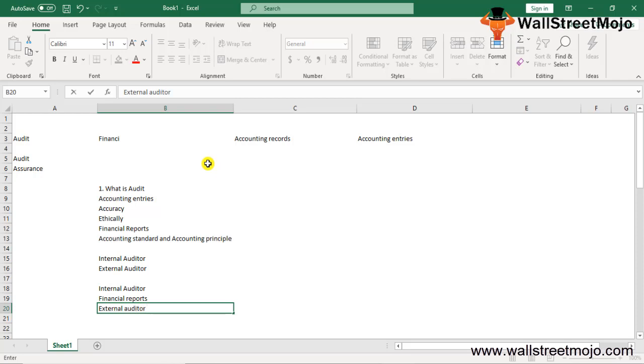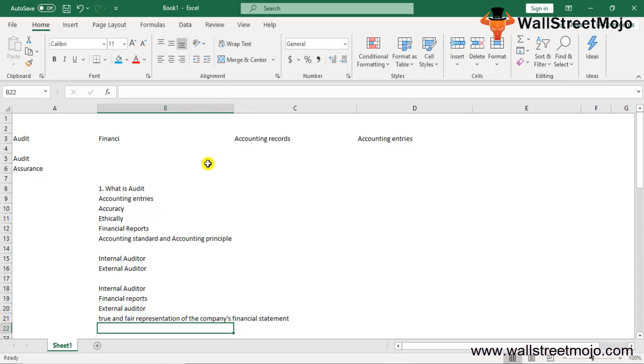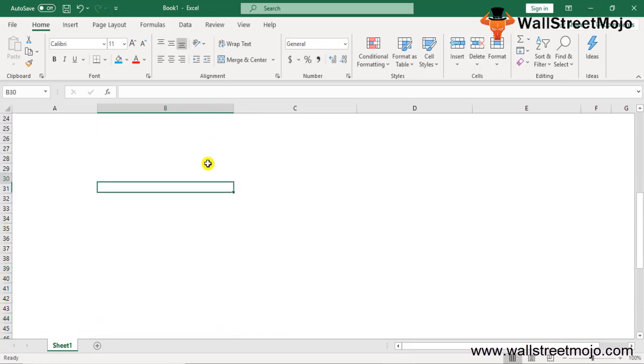The company also hires an external auditor, who provides unbiased reports of the financial statements. There are many auditing firms available who act as external auditors for many firms, and the reports prepared by these firms are considered accurate, a true and fair representation of the company's financial statements or financial status. Well, this was all about audit.